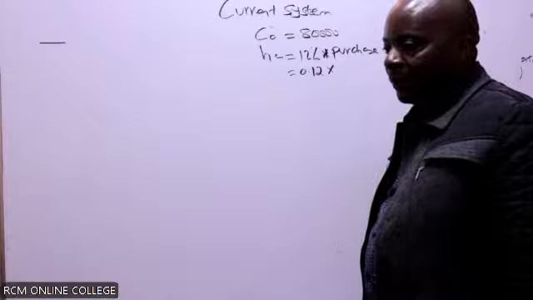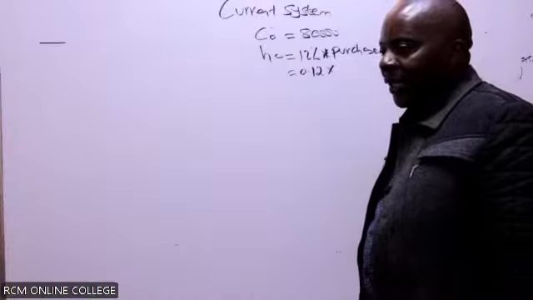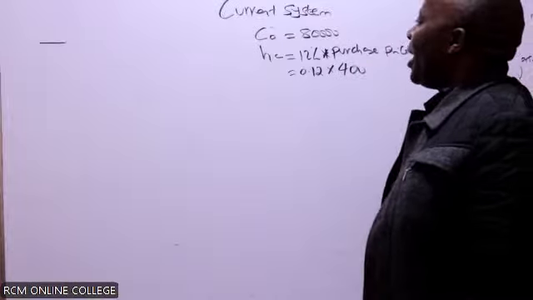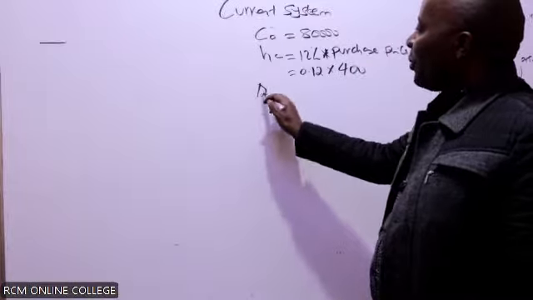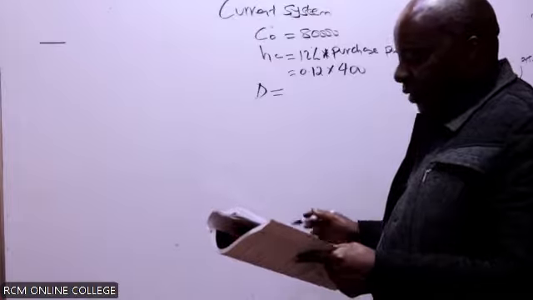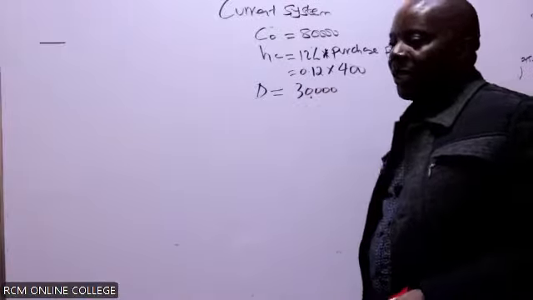400, isn't it? The current system, we have 400. And then, ladies and gentlemen, we know that in both systems, annual demand has been given. Annual demand for both systems, in this case for CEL, is 30,000.